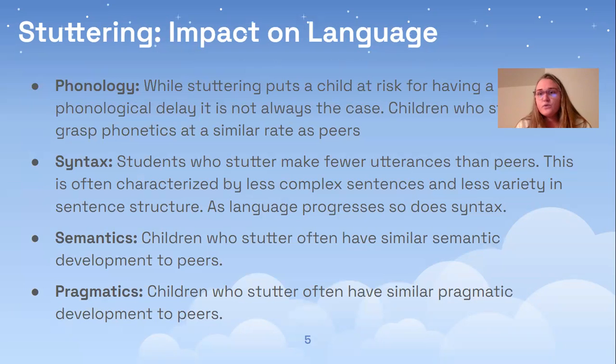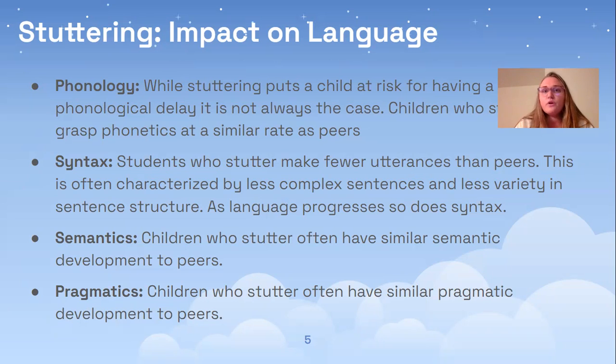So for each of the disorders I'm going over today, I'll be referencing phonology, syntax, semantics, and pragmatics, just to give you guys a quick overview of what those are. Phonology is sounds and production of sounds, so all of the individual sounds it takes to make a word. Syntax is the arrangement of words in a sentence and knowing where those nouns and verbs and pronouns and adjectives fit together to make a sentence. Semantics is words and their meanings.